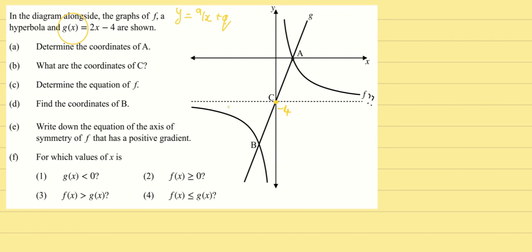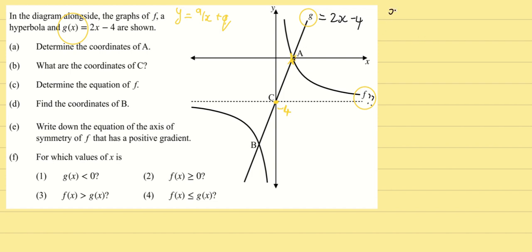Now that we filled in as much as we could, we need to determine the coordinates of A. And if we have a look, A is the point of intersection of f and g, okay? But we do not have the equation of f, and so that's not a feasible option. Alternatively, A is also the x-intercept of g, and because g is the equation that was given to us, right, we can use g to determine this x-intercept.